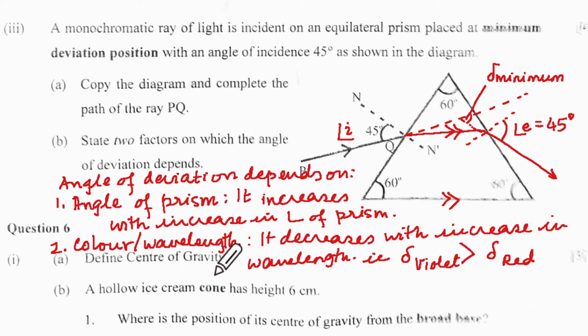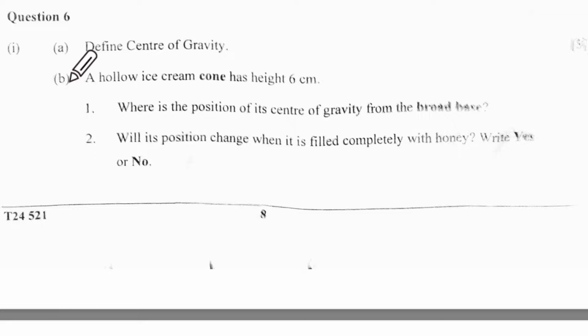Second point, color or wavelength: deviation decreases with increase in wavelength, that is, it is inversely proportional, which means the deviation for violet color will be greater than the deviation for red, because the wavelength for violet is less than the wavelength for red. Question 4, the first subpart: define the center of gravity.